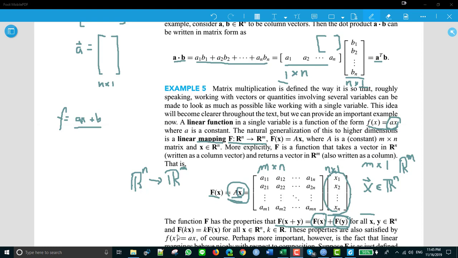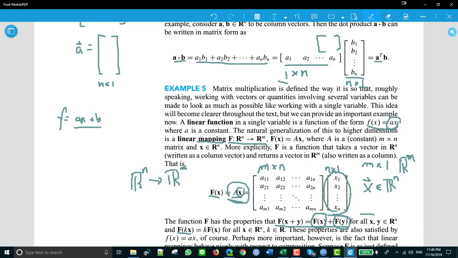And there's one other property of a linear function. Is this true? If you take k times x and put it into F, which means multiplying it by A, is that the same thing as putting x into F, which means multiplying x by A, and then multiplying by k? So it has to satisfy both of these properties. If they're both true, then we call such a function linear.